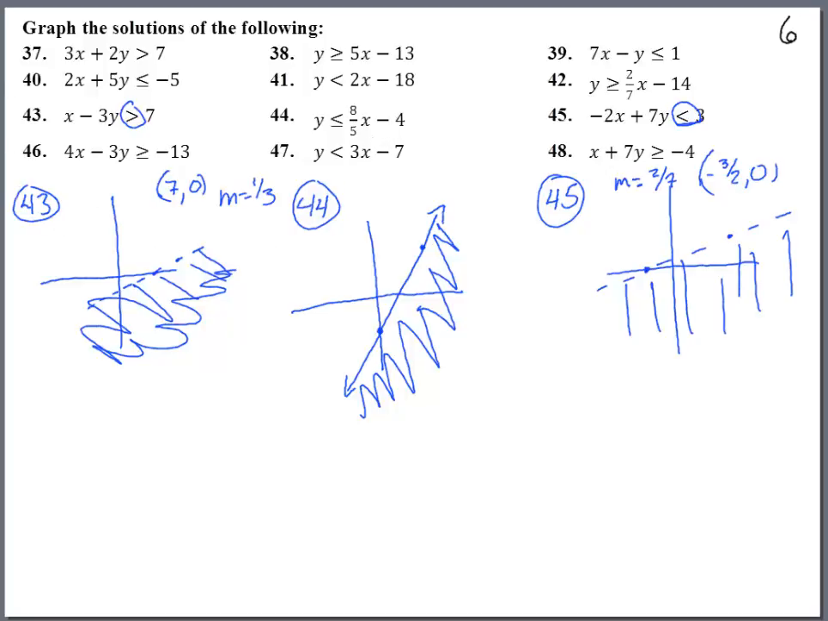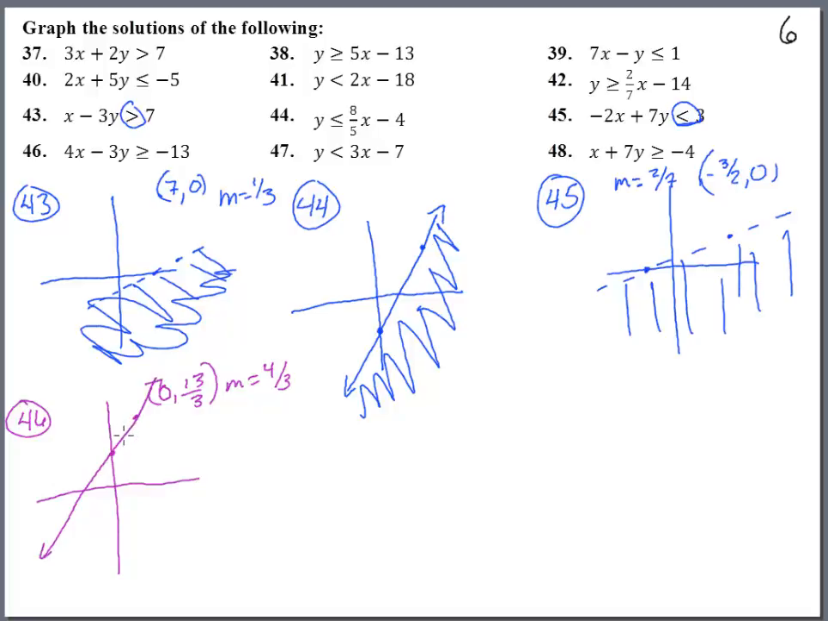Number 46. 4x minus 3y is greater than or equal to negative 13. So let's get a, ooh, I don't like either one of those. If x is 0, y is positive 13/3, and the slope is 4/3. So 0, 13/3, and we go up 4 over 3, and we have a solid line.